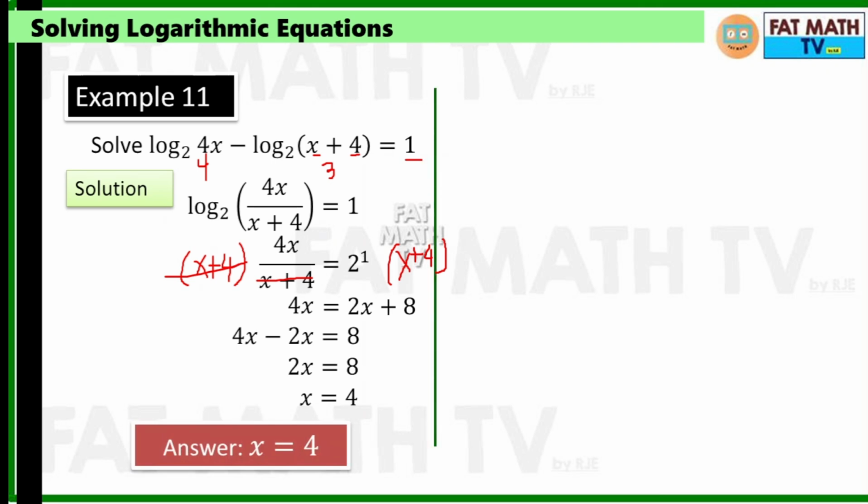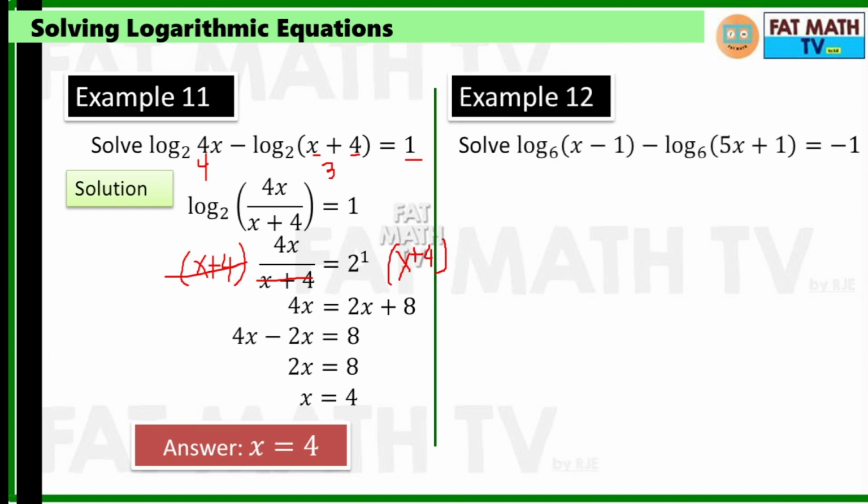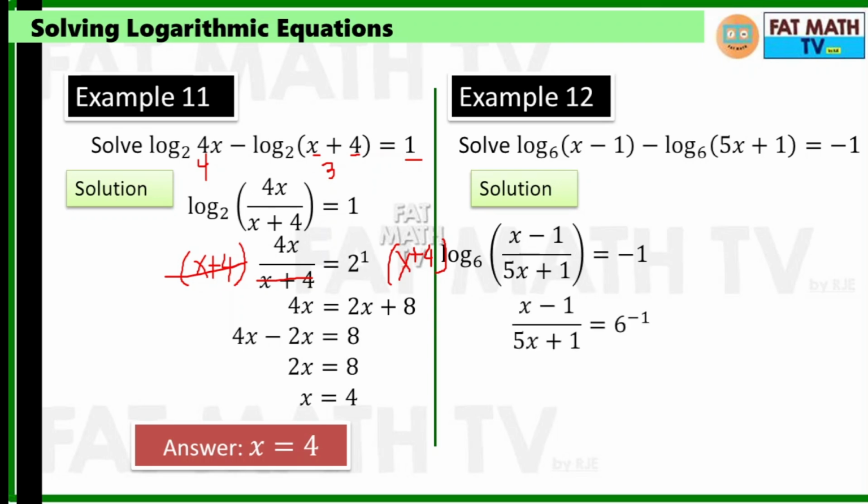Another example, example number 12. Logarithm of x minus 1 to the base 6 minus logarithm of 5x plus 1 to the base 6 equals negative 1. Same process, condense this into logarithm of a quotient. And then transform to exponential form. So x minus 1 over 5x plus 1 equals 6 raised to negative 1. 6 raised to negative 1 is 1/6.